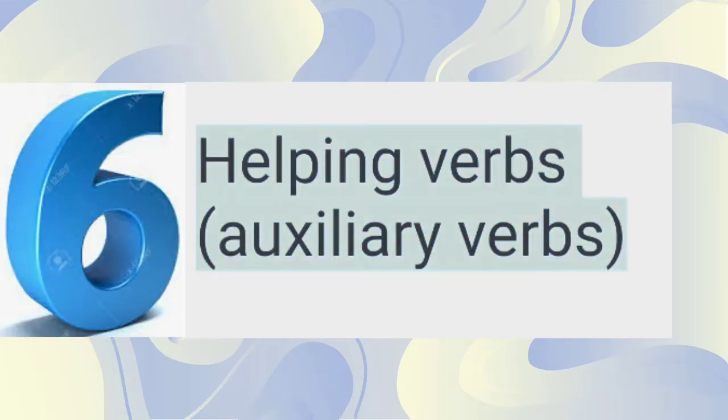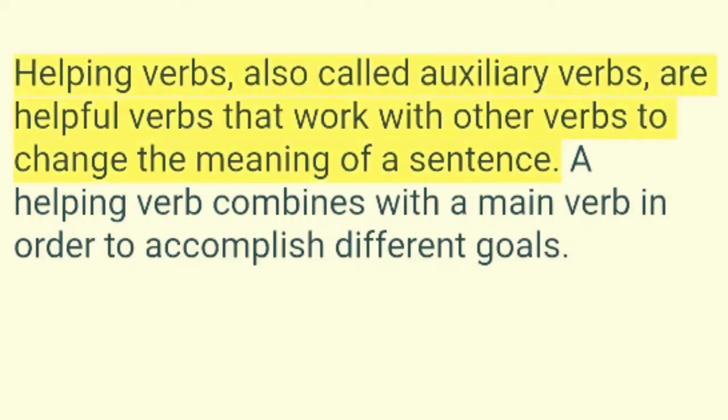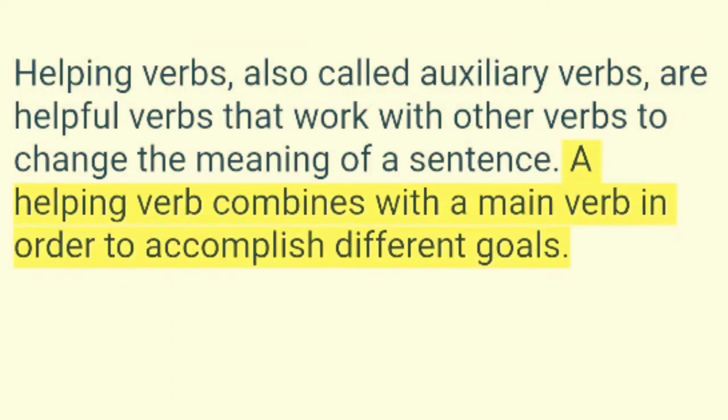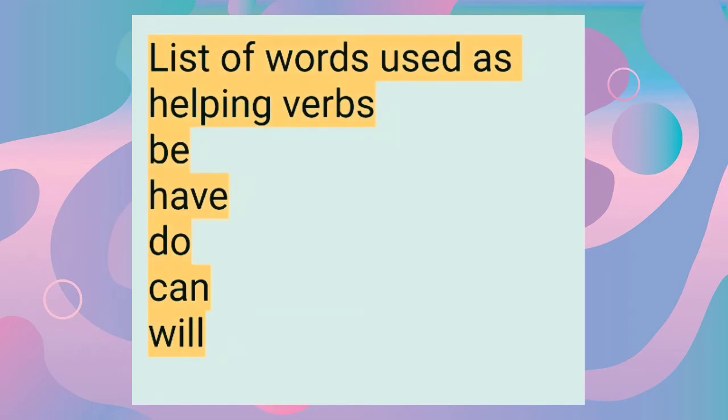Helping verbs, auxiliary verbs. Helping verbs, also called auxiliary verbs, are helpful verbs that work with other verbs to change the meaning of a sentence. A helping verb combines with a main verb in order to accomplish different goals. List of words used as helping verbs: be, have, do, can, will.